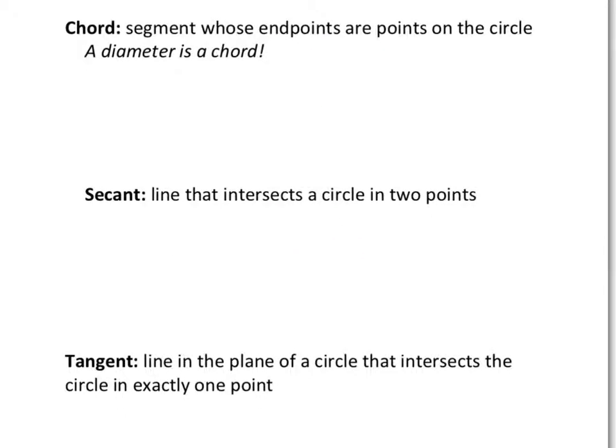Now a couple other probably newer terms that go along with circles. We have a chord. A chord is just any segment that connects two points on a circle. So that would be a chord, that would be a chord, that would be a chord, right? Even this would be a chord, and notice that if you have a chord that goes through the center of the circle, that's also a diameter. So diameter is a specific type of chord.